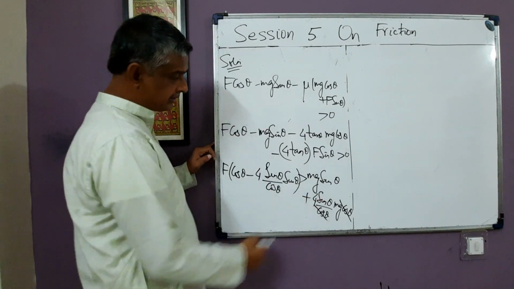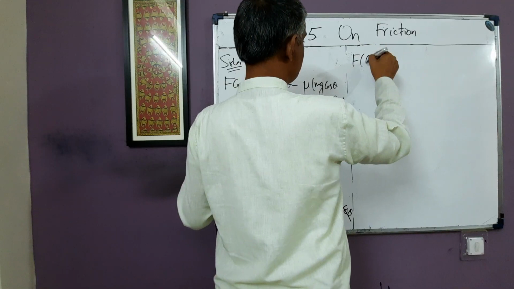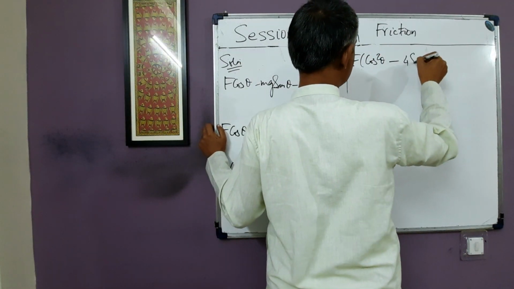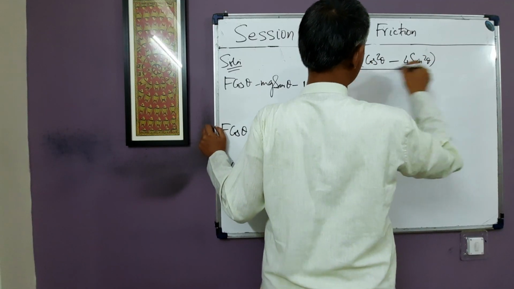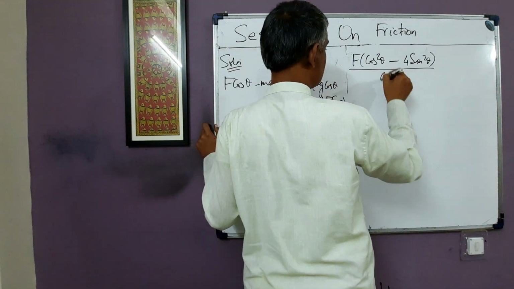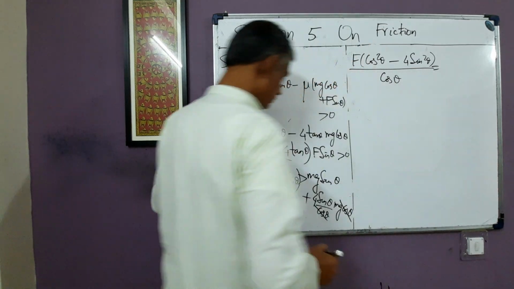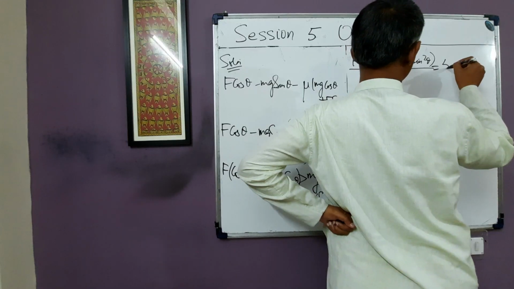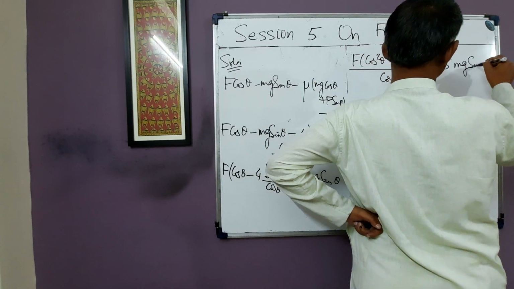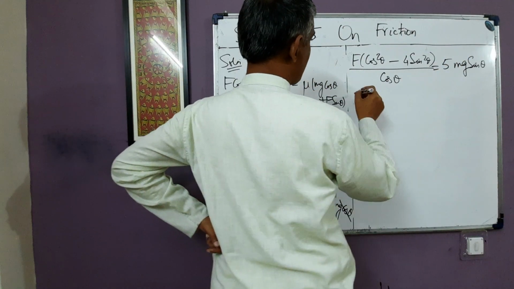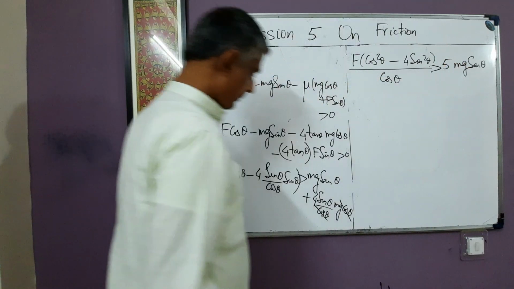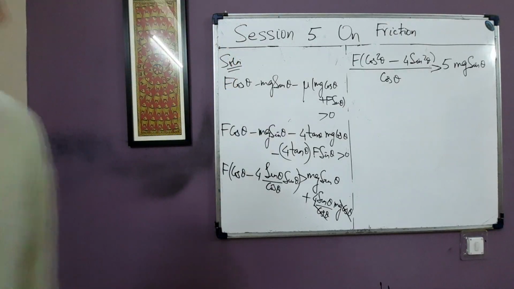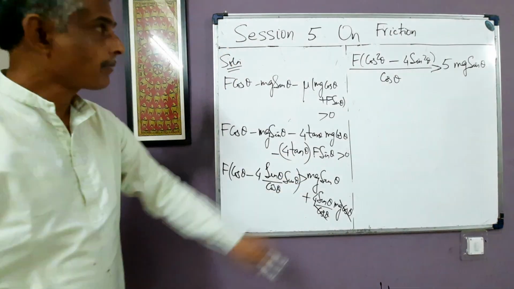Now shift cos theta to that side. I write it as F into (cos square theta minus 4 sin square theta) by cos theta is equal to 5 mg sin theta. This is done. Okay, fine.